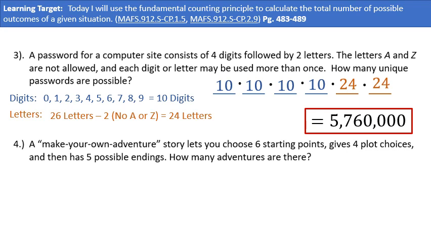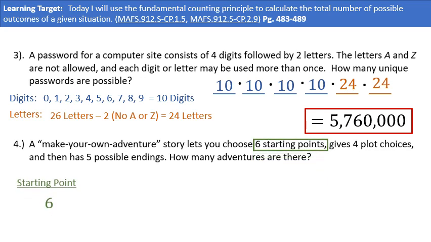Number 4 says, make your own adventure story. I used to read those to my kids. They're really, really fun. So this story lets you choose 6 different starting points. It gives you 4 different plot choices. And then it has 5 possible endings. All right, so how many different adventures are there for you to read through?